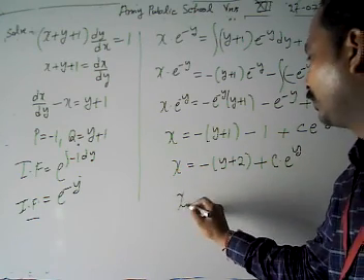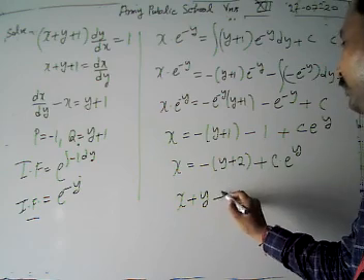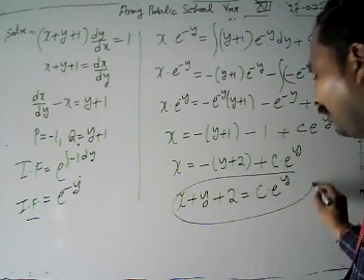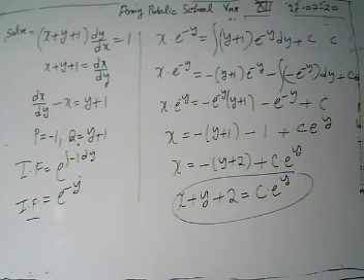Then what is our solution? X plus y plus 2 is equal to c into e to power y. This is our required solution. What is our required solution? X plus y plus 2 is equal to c into e to power y.